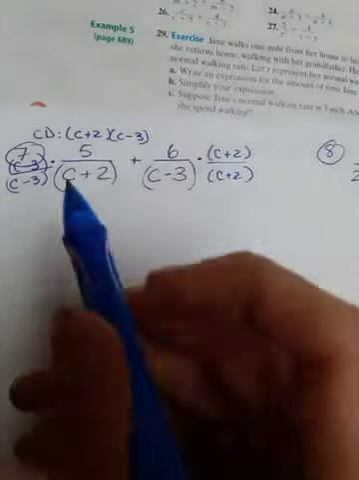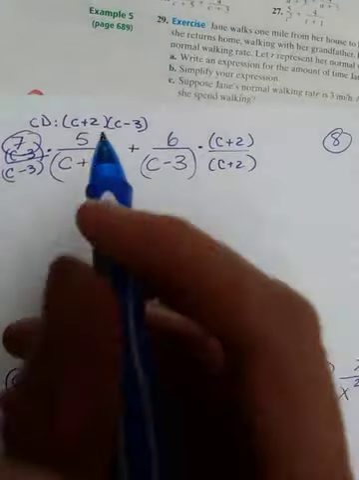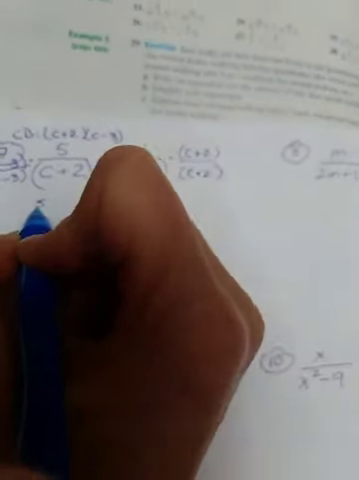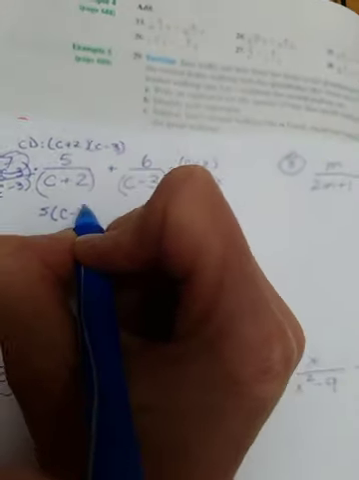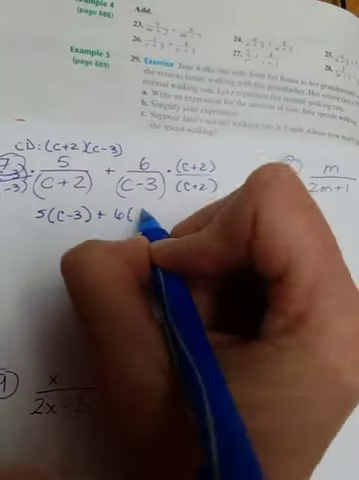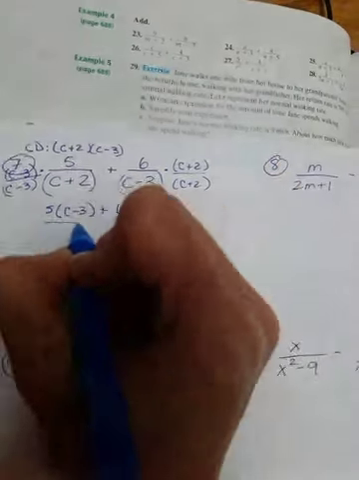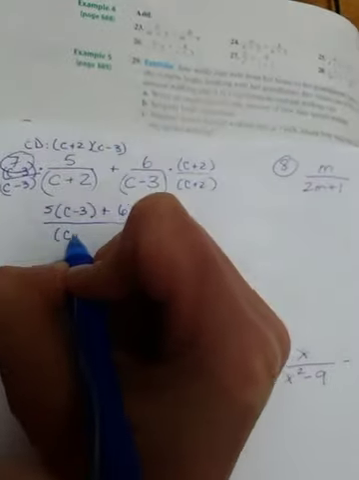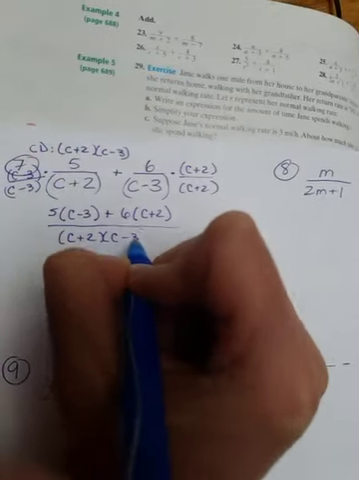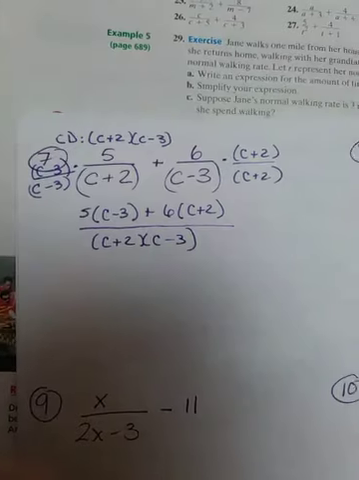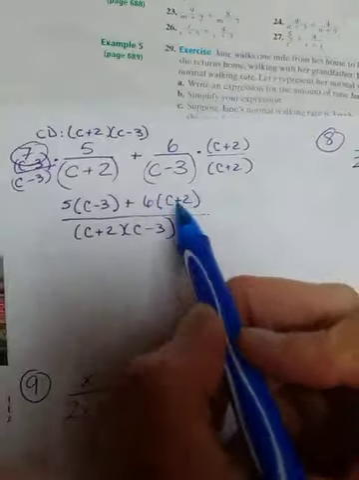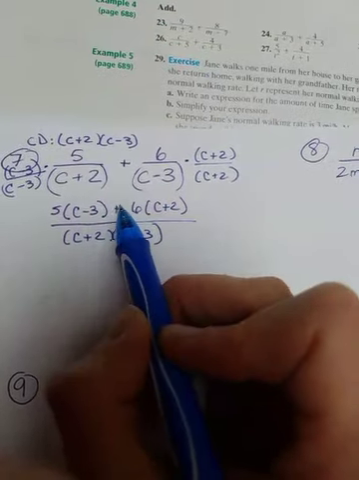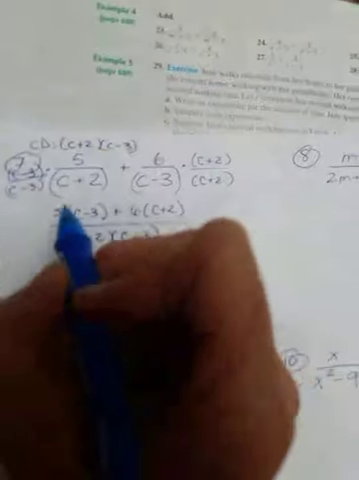So here we go. I'm going to kind of cut down on my work a little bit now that we're on number 7. So I have 5 times the quantity of c minus 3 plus 6 times the quantity of c plus 2 all over. I'm going to leave the denominator in factored form in case something cancels later. Please don't tell me the c plus 2's cancel and the c minus 3's, because they don't. There's addition here. We have to distribute in and combine like terms.